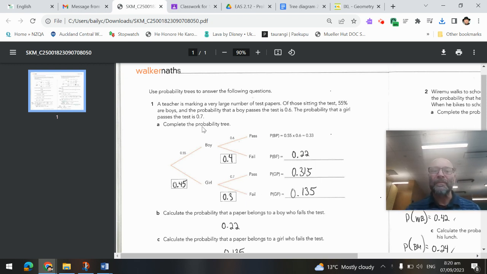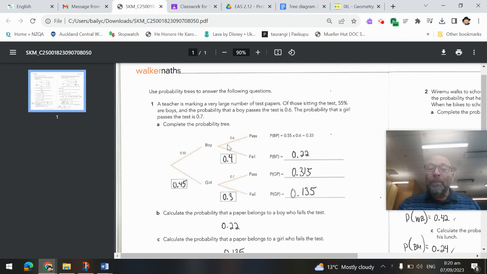a very large number of test papers. Starting off, we see that there are a few probabilities given. If the probability that a boy takes the test is 0.55, the remaining amount, which are girls, those two have to add to 1, so 0.45.